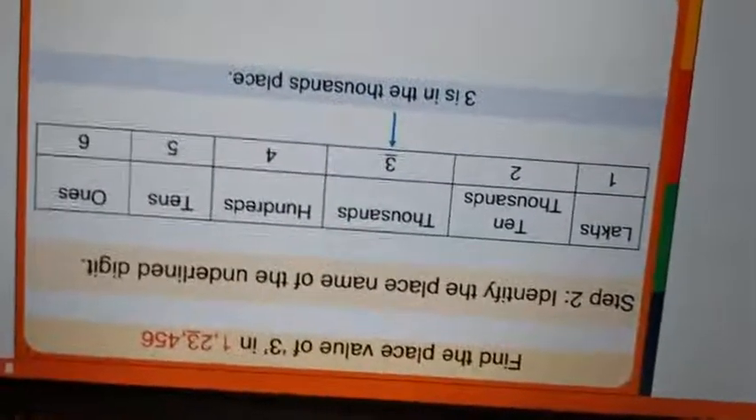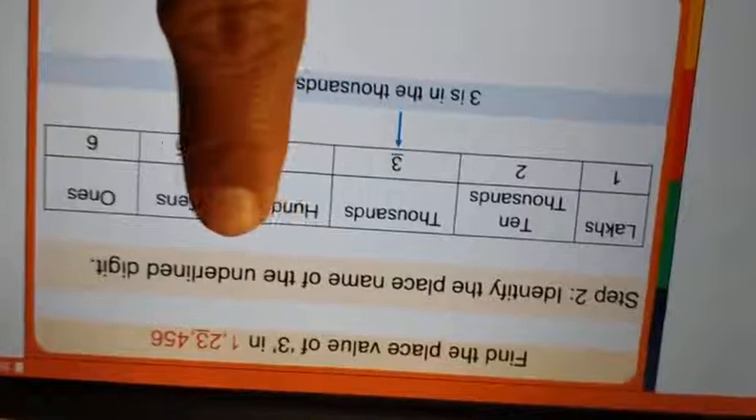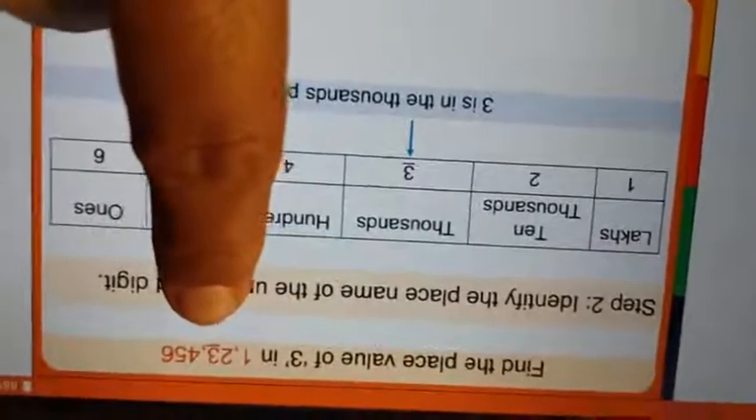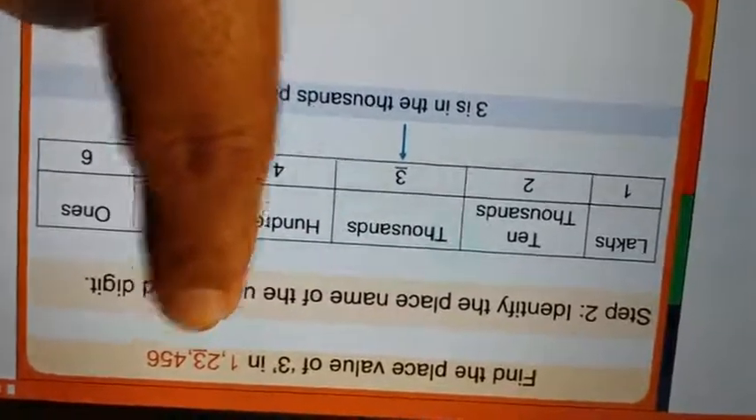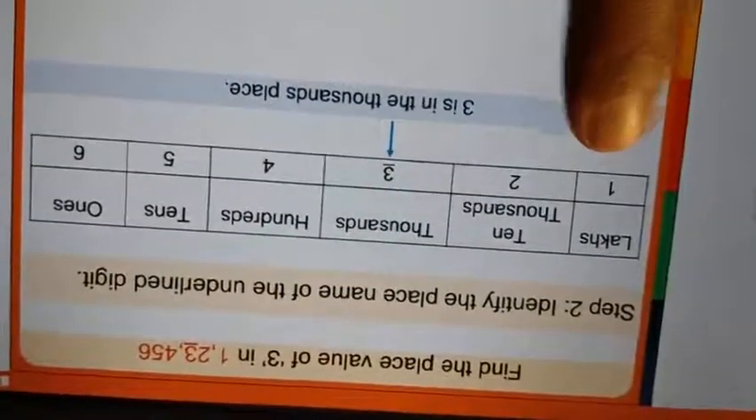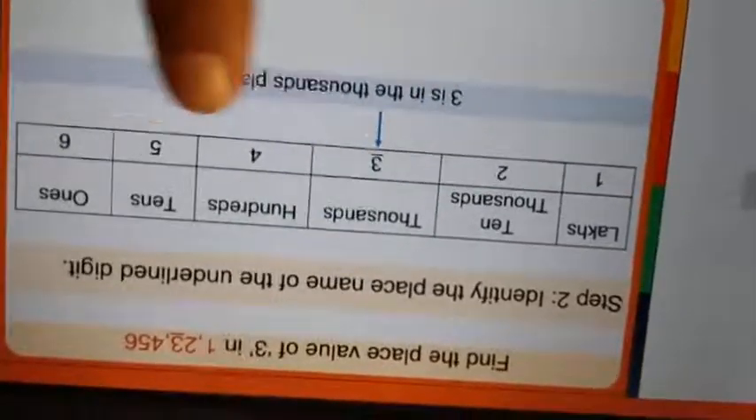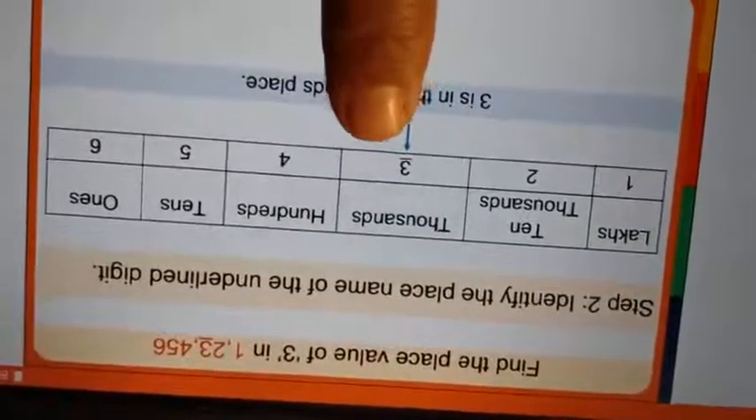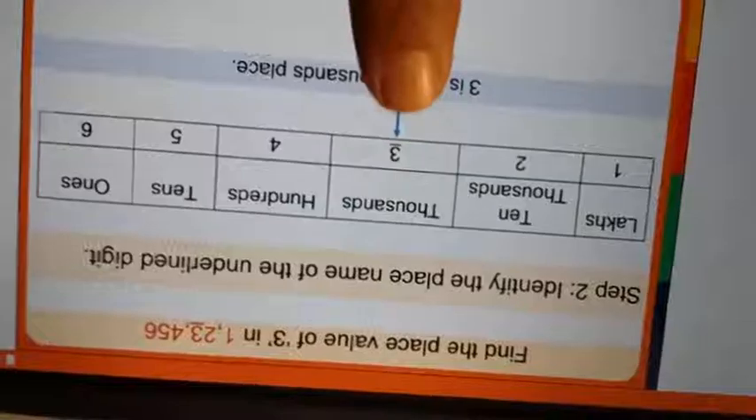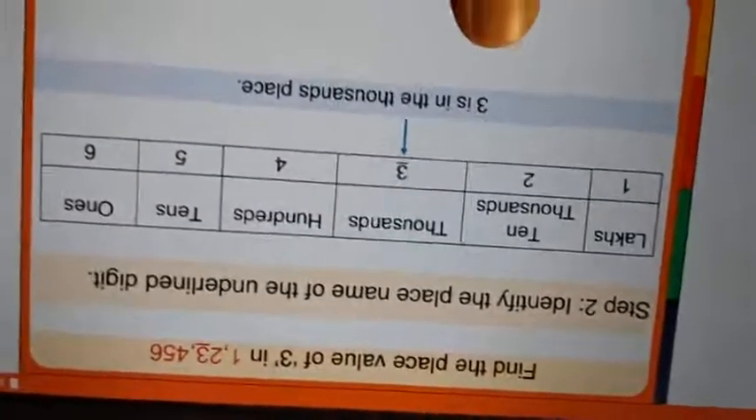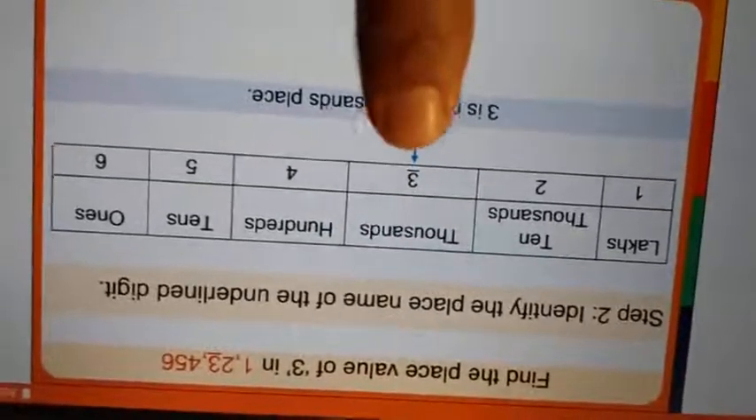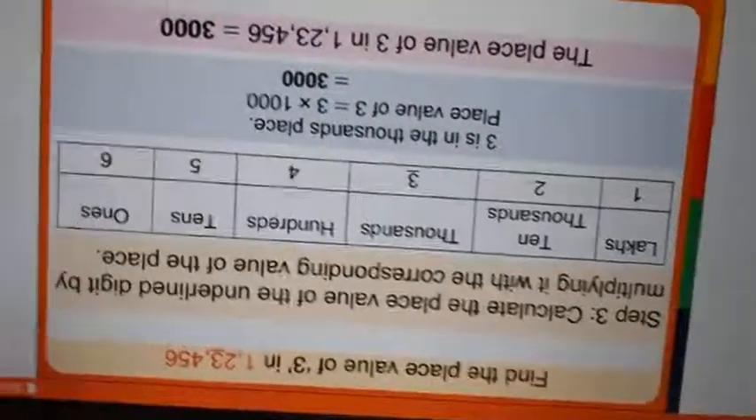So identify the place value name of the underlined digit. Which one is the underlined digit? 3 is there. Correct? So we have to write here 1 lakh 23,456. But the place value of 3 is 1,000. So 3 is in the 1,000 place. 3 is in which place? 1,000 place. Got it?